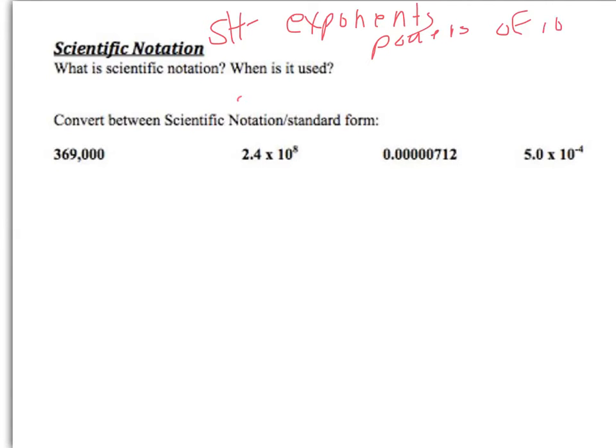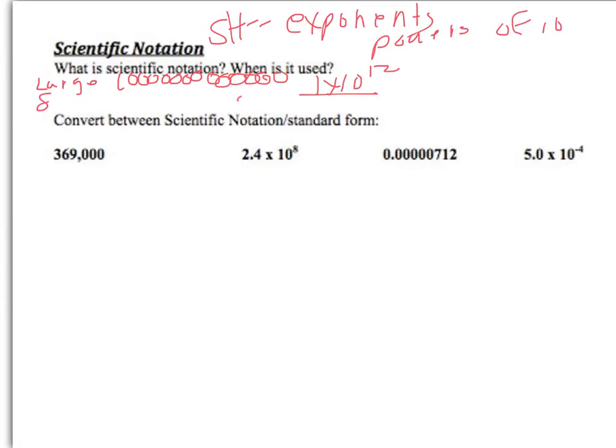Okay, and where is it used? Well, it's used when we have really large numbers. For instance, if you were to ask me how many atoms are in the head of a common pin, I would tell you it is a million billion, or I could say 1 times 10 to the 12th. A lot easier to say this.